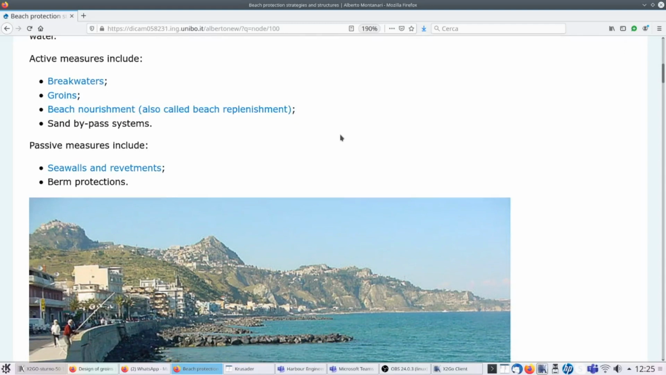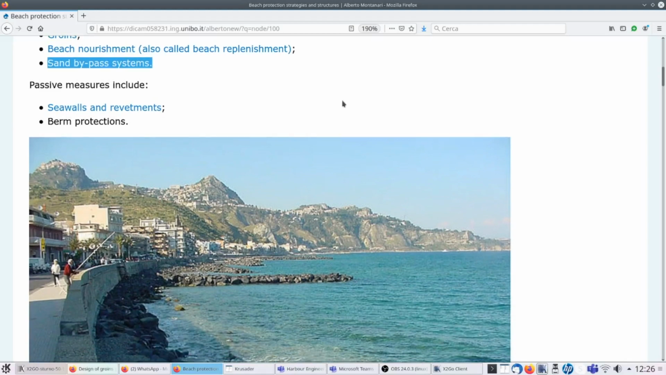We are on schedule now, but given that this year I introduced some new topics, I need to check how much time is left when we finish to discuss groins. We already discussed a little bit of sand bypass. I'm not going to discuss it anymore.